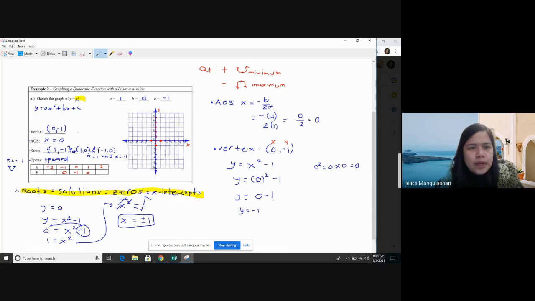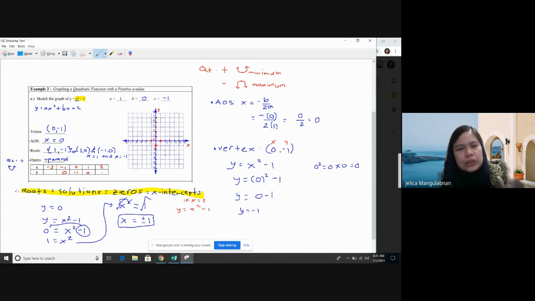So let us plug in 2. Let us find the value of y. So y is equal to x squared minus 1. If x is equal to 2, we will still use the equation to find the y. We're answering the bottom one, completing the table of values by plugging in the input.